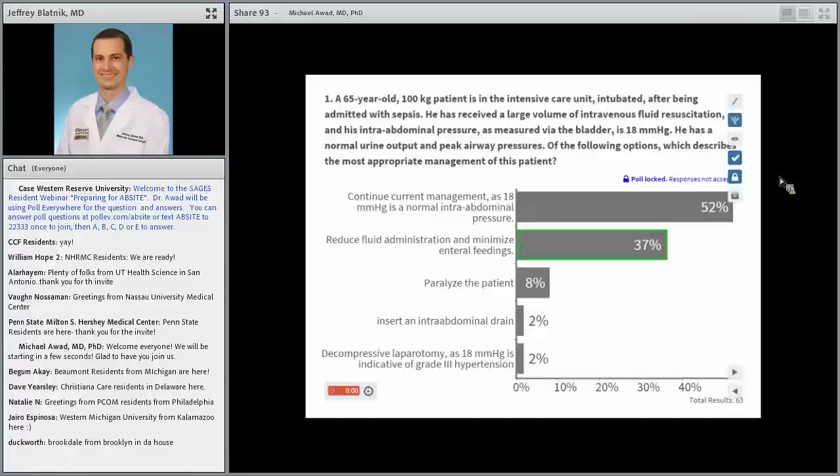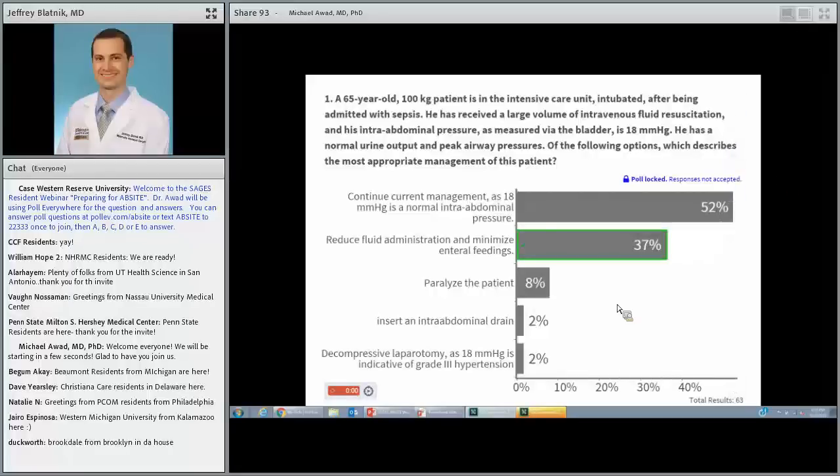So the answer to this is B, reduce fluid administration and minimize enteral feedings. So the takeaway for this is a couple things. Normal intra-abdominal pressure is considered 5 to 7, or in an obese patient such as this, it can be considered up to 15 millimeters of mercury. So 18 here is certainly a little bit above normal, but you want to take that into consideration. So at this point, you want to reduce your fluid administration and minimize enteral feedings.